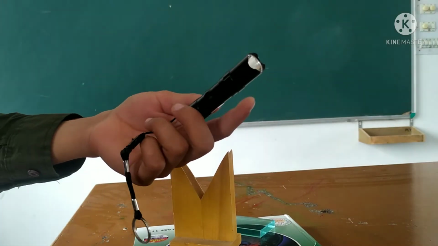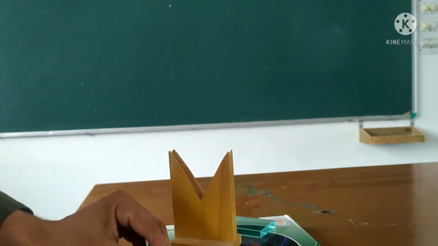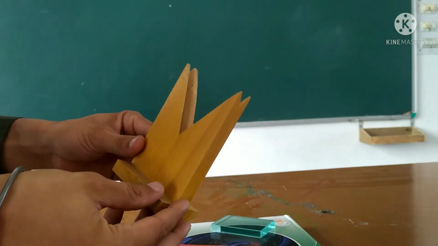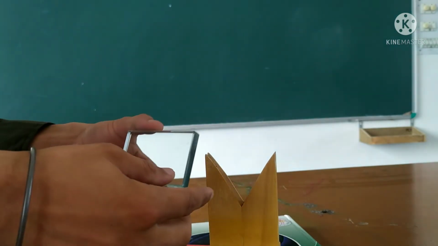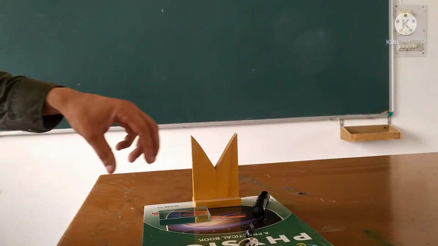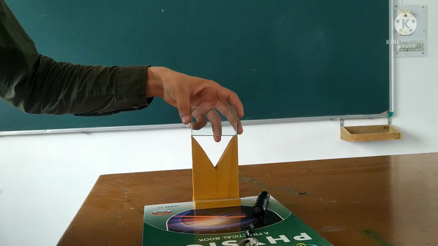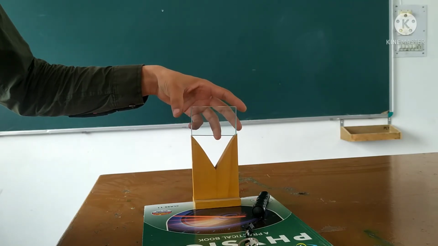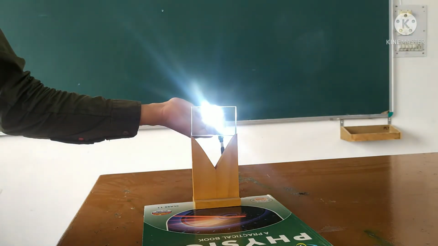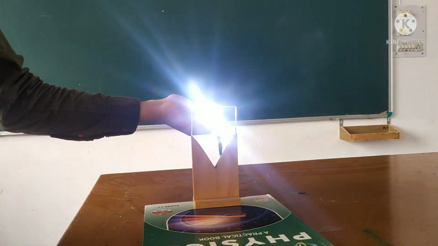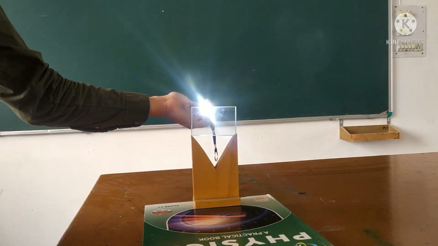For this experiment, we need a flashlight, a wooden stand and a glass slab. Take a glass slab and put it on the wooden stand. Now hold the flashlight just behind the glass slab. Here you can see light can easily pass through the glass slab. It means it is a transparent material.